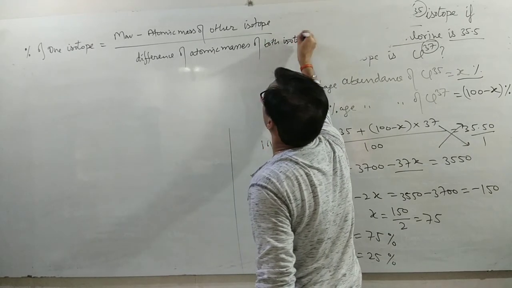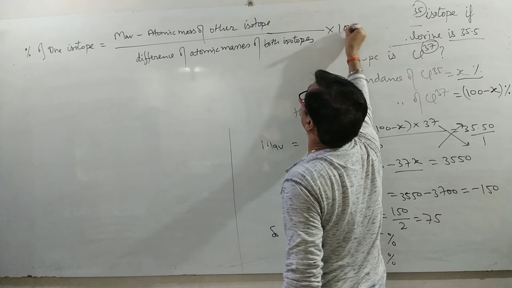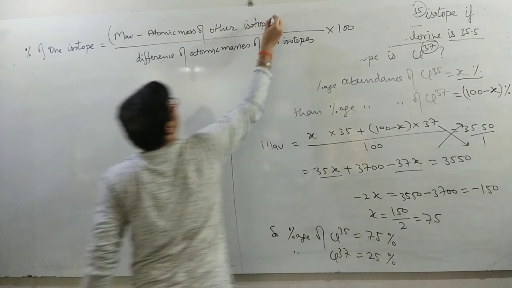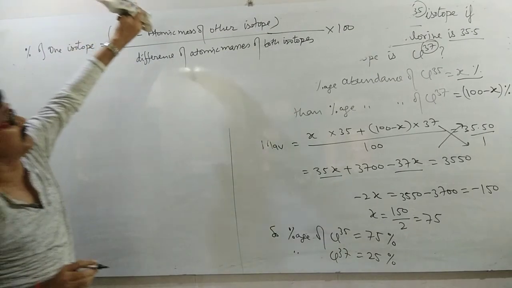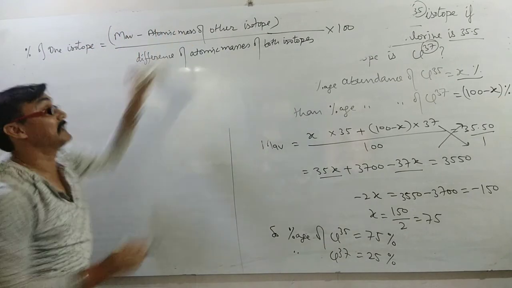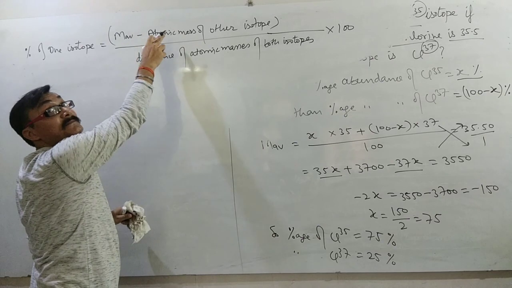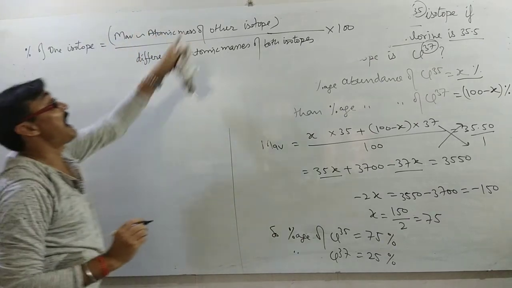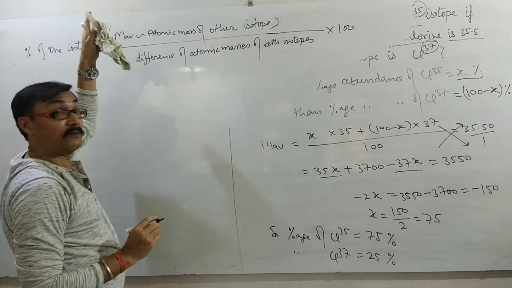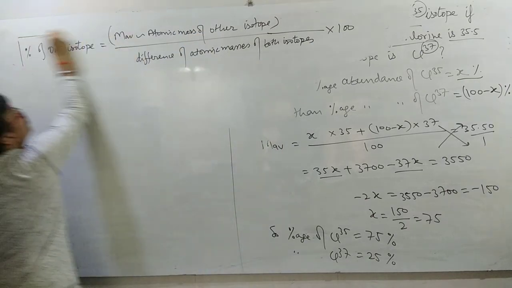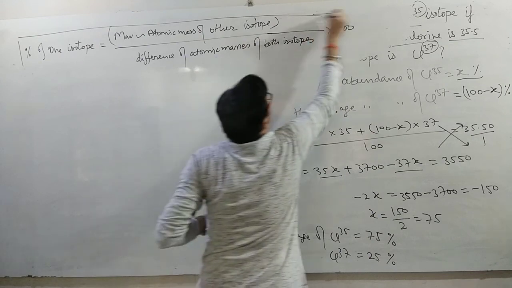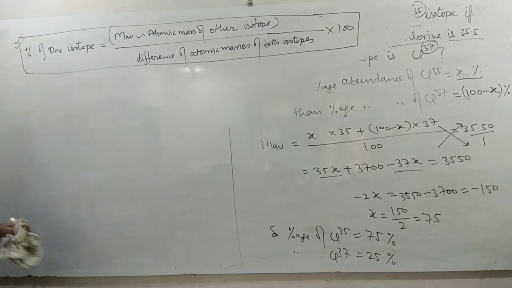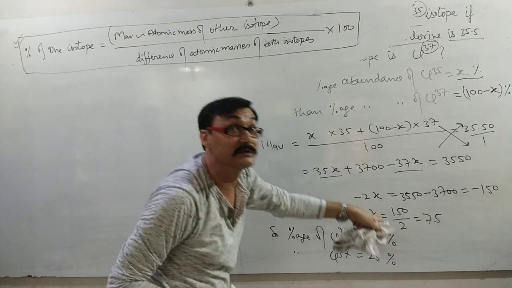But this trick is applicable only when there are only two isotopes. And here it is also a difference between average mass and atomic mass of the other isotope. It is not direct subtraction. It is a difference, that is higher value minus lower value. You have to remember this trick, this formula, in case of such questions. If you learn this, then you can solve such questions in a few seconds.